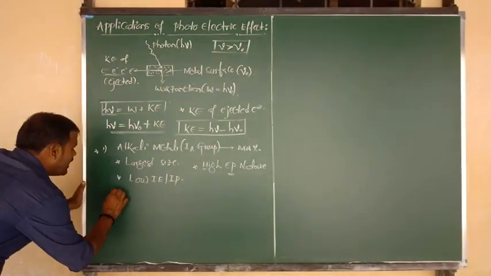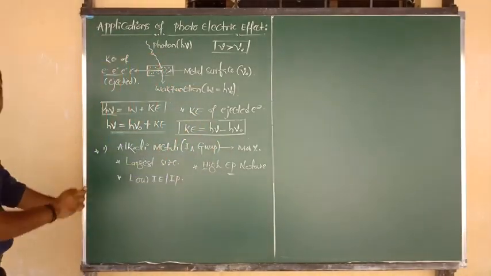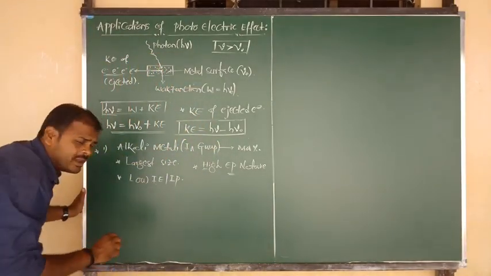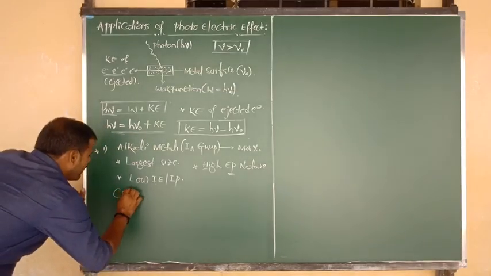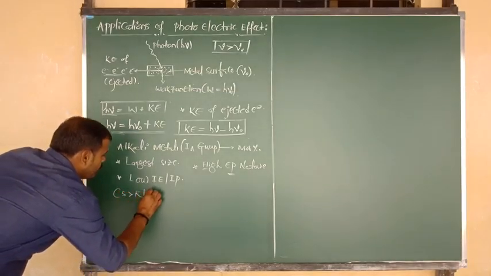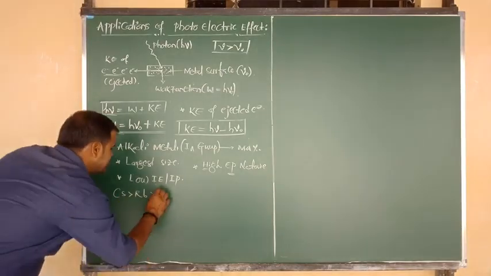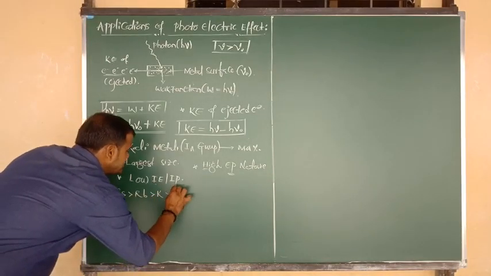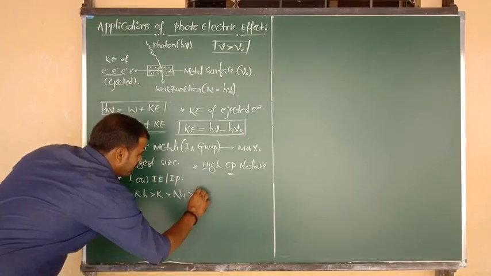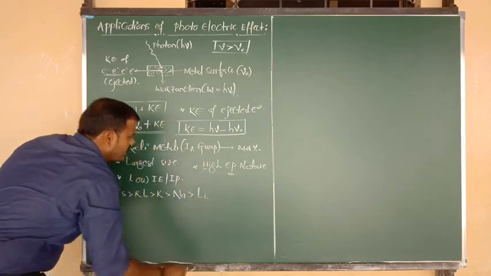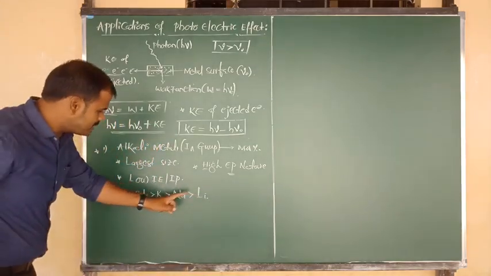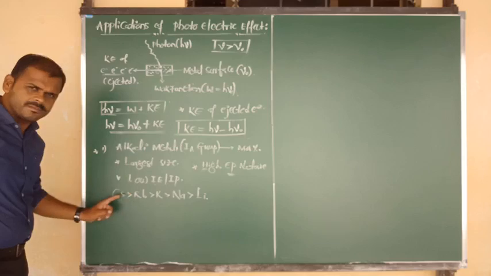Okay, so in the order of alkali metals for photoelectric effect, which will show maximum photoelectric effect? Cesium. After that we can consider rubidium. Next one we can consider potassium. Next one we can consider sodium. Next one we can consider what? Lithium. So lithium, sodium, potassium, rubidium, cesium.